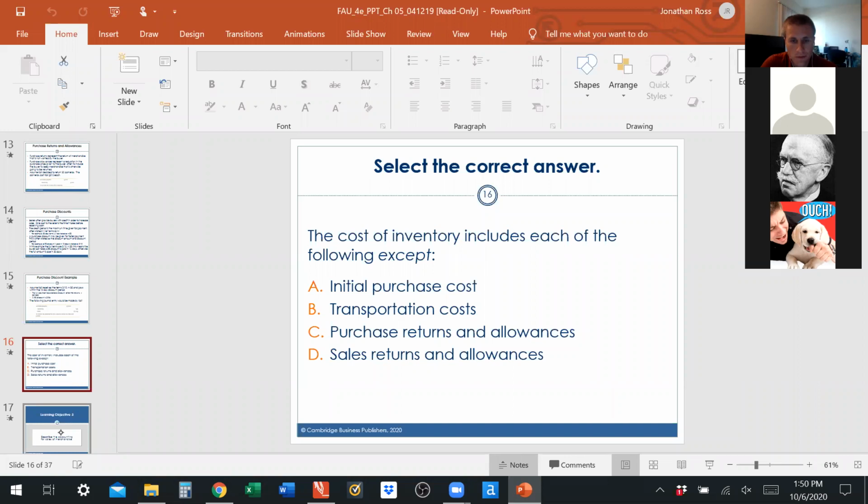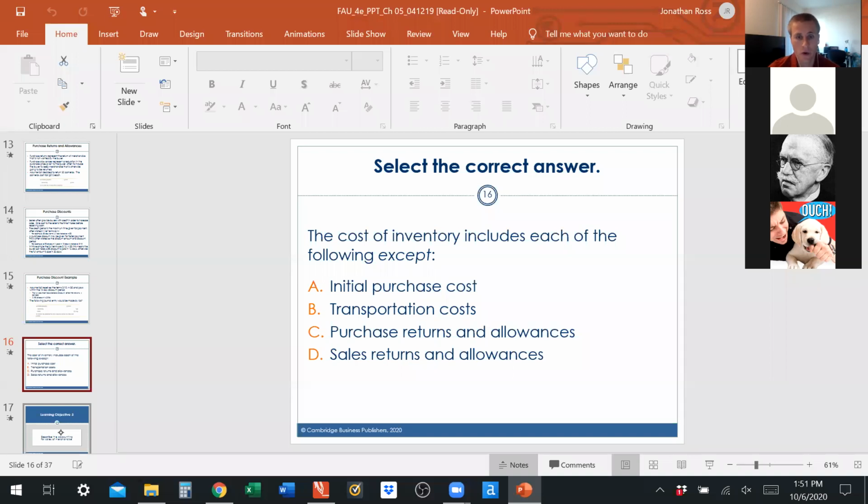All right. Question: which one of these is true? The cost of inventory includes each of the following except... let's have a look. A lot of people are saying B. It could include B, right? It did in this example because Kaylee, the buyer, didn't pay the shipping costs. But usually the buyer does pay the shipping costs. And when the buyer pays the shipping costs, the cost of inventory does include transportation costs, right?